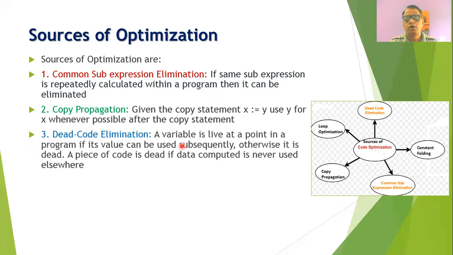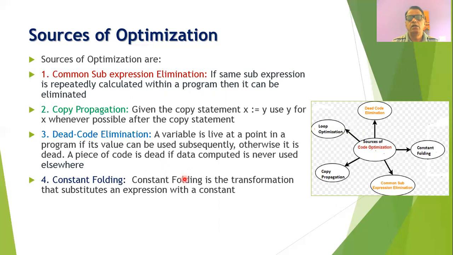There are also many times in the program where you will find that there is dead code. That is the code that is not used in producing the output. So we can say that a variable is live at a point in the program if its value is used subsequently. Otherwise, the variable is dead. A piece of code is also dead if the data computed by that piece of code is never used in producing the output. So in the optimization technique, such dead code is found and removed by the compiler in order to optimize it.